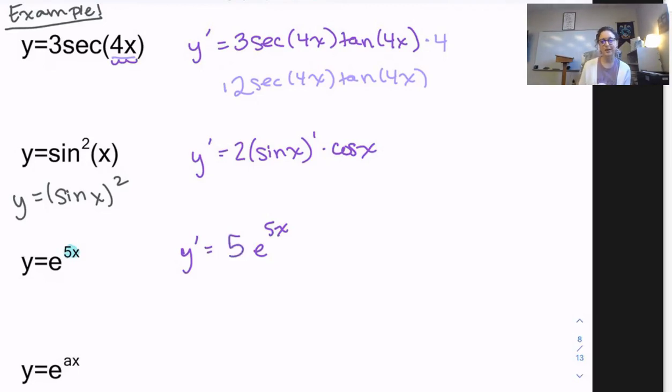So in general, if I have y equals e to the ax, y prime, take the derivative of the outer, so that's just itself, holding the inner in its place, then I need the derivative of a times x, which is just a. Okay, so that's the general rule for y equals e to the ax, which is a function that we see quite a bit in calculus.